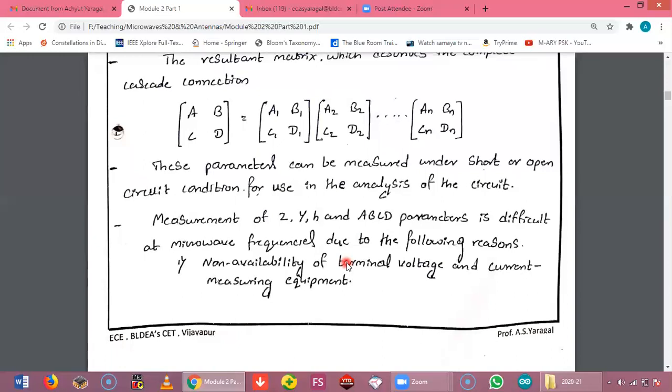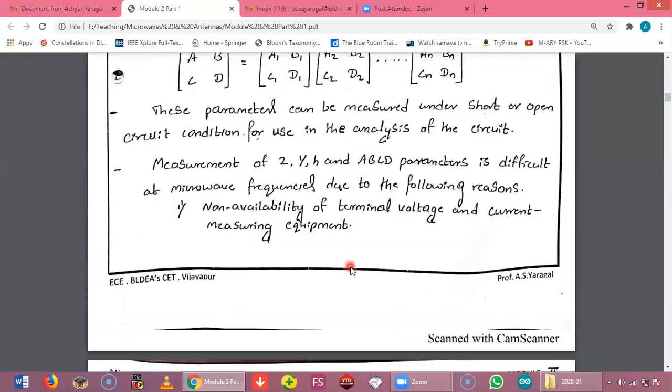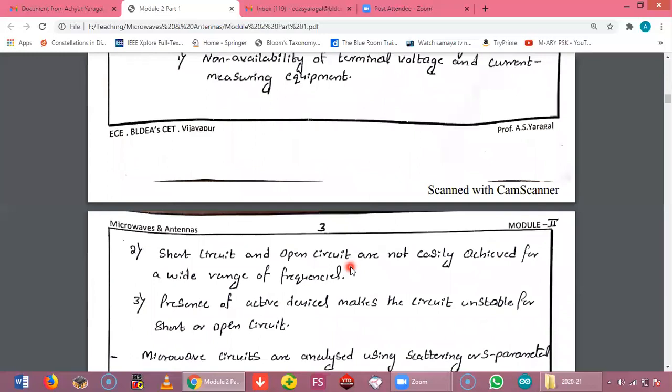So there are three reasons why we are not able to utilize these H parameters, ABCD parameters, Y parameters, and Z parameters for the analysis of microwave circuits. First and foremost, we don't have equipment which is able to measure the currents at high frequency, or the terminal voltage is not available at high frequency.